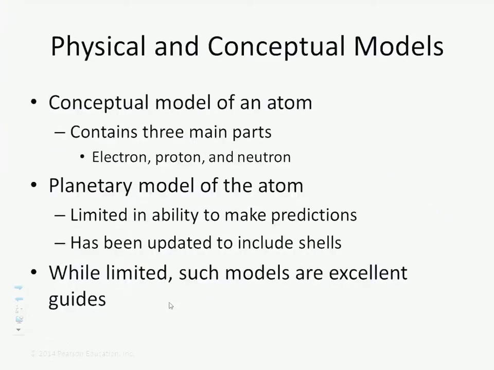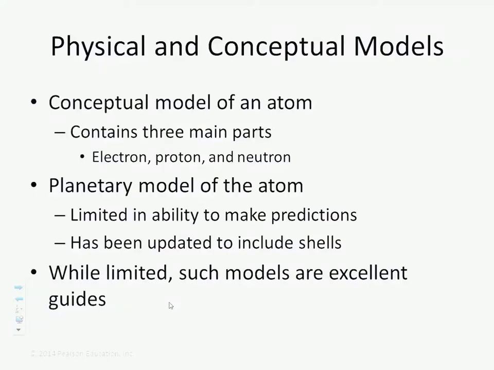So when we're looking at the idea of what composes an atom, there are a couple different models that people have come up with, physical and conceptual models. The conceptual model is what we're going to be talking about today. It contains three main parts: the electron, the proton, and the neutron. The idea is that these subatomic particles compose an atom, and it's because of them that we understand a little bit more about its charges, its space, how it works.